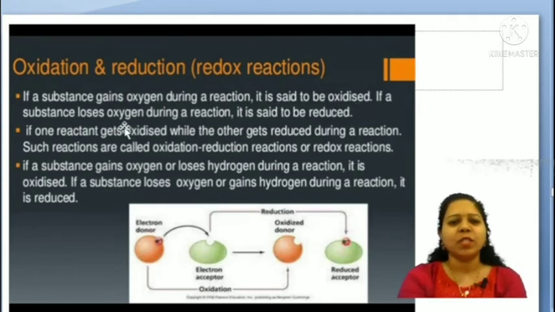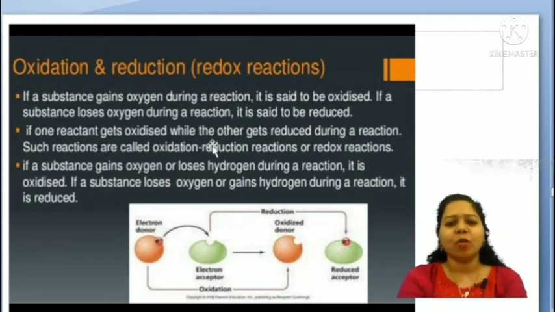If a substance loses oxygen during a reaction, it is said to be reduced. For example, in a chemical reaction, if gain of oxygen takes place, then that is known as an oxidation reaction. If loss of oxygen takes place, then that is known as a reduction reaction. Gain of oxygen is oxidation and loss of oxygen is known as reduction.